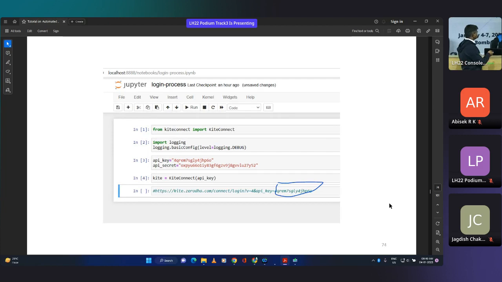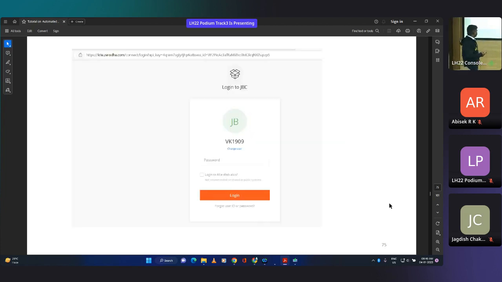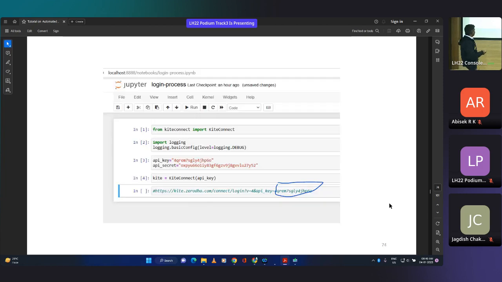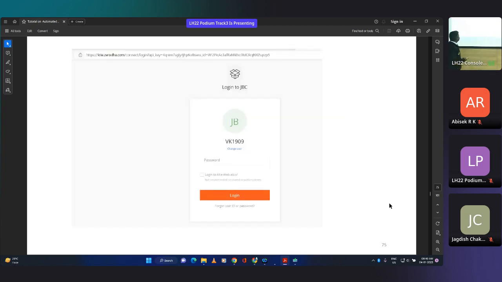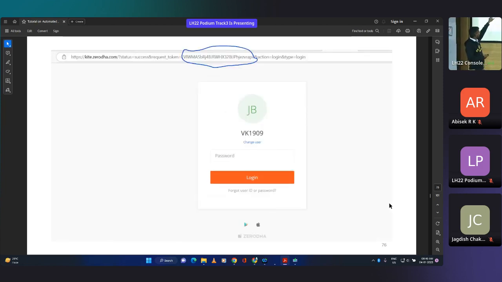After that, using this API key and this method, we have to generate the request token. So what we have to do here, this is the URL. Here you have to open and paste this URL in the browser and enter your credentials. In response, you will get the request token. So I have highlighted that request token.